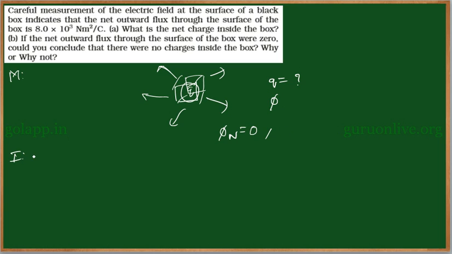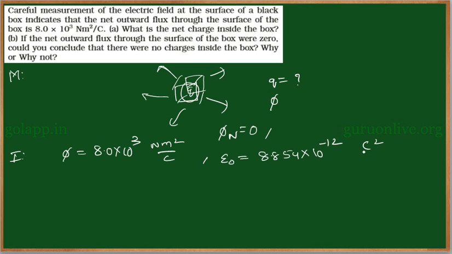Now coming to the investigation part, the flux phi is given, that is 8.0 × 10^3 N·m²/C, and I am considering epsilon naught, which is the permittivity of free space, that is equal to 8.854 × 10^-12 C²/N·m². Now come to the resolving part.